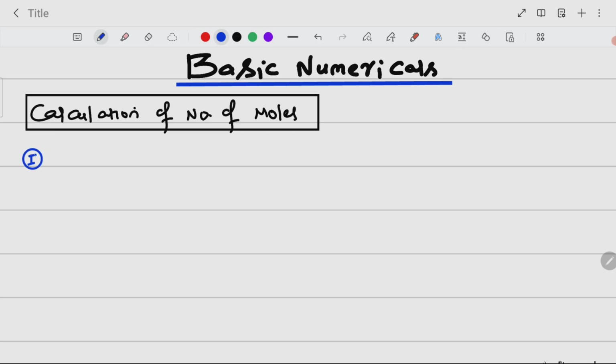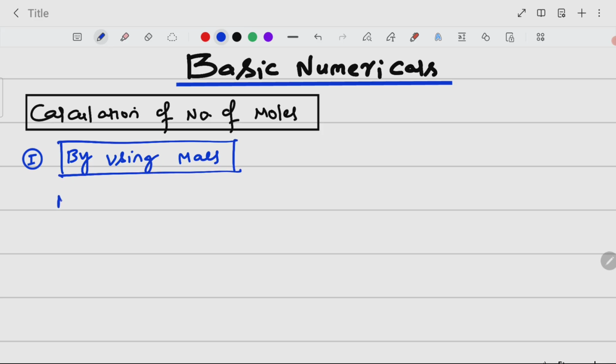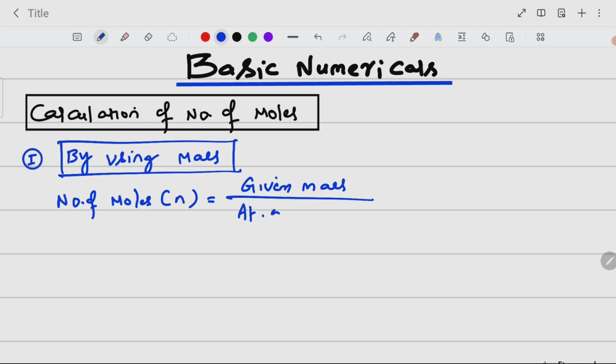In method number 1, by using mass, how do we calculate number of moles? Number of moles, which we represent by n, is equal to the given mass of the substance, whatever mass is given in the question, divided by the atomic weight for atoms or molecular weight, which is expressed in grams. You can say gram atomic weight or gram molecular weight of the given element, whether it is in atom form or molecular form. Based on that, we change it.